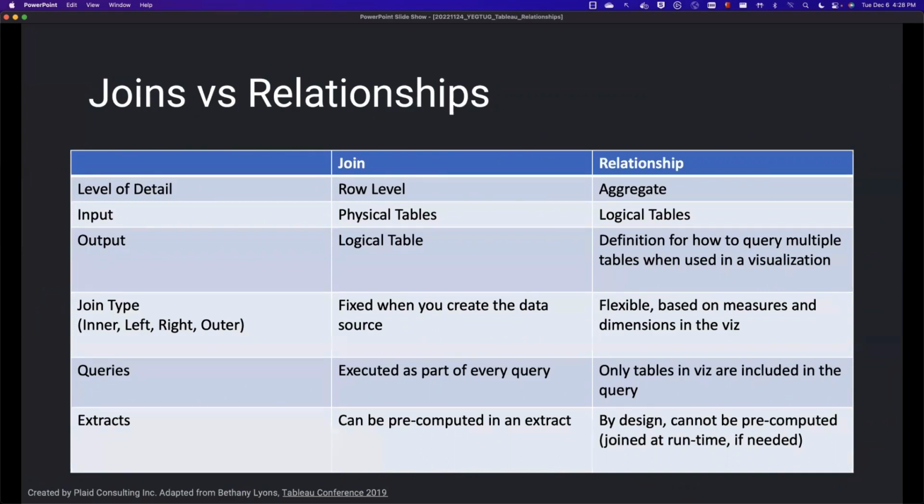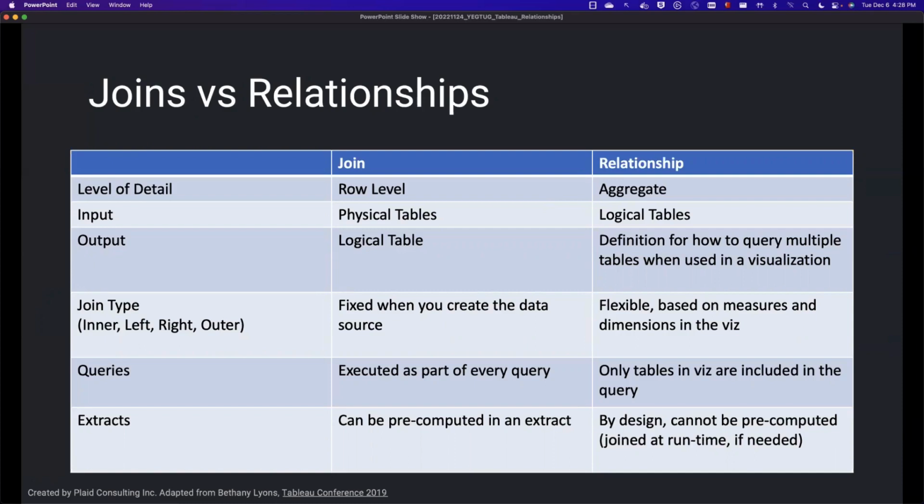So we combine two tables A and B, and we output table C. We fix the join type when we create the data source in Tableau. The queries are executed when you create the data source for a join, or as part of a live connection when you make a change. Extracts can be pre-computed as well.